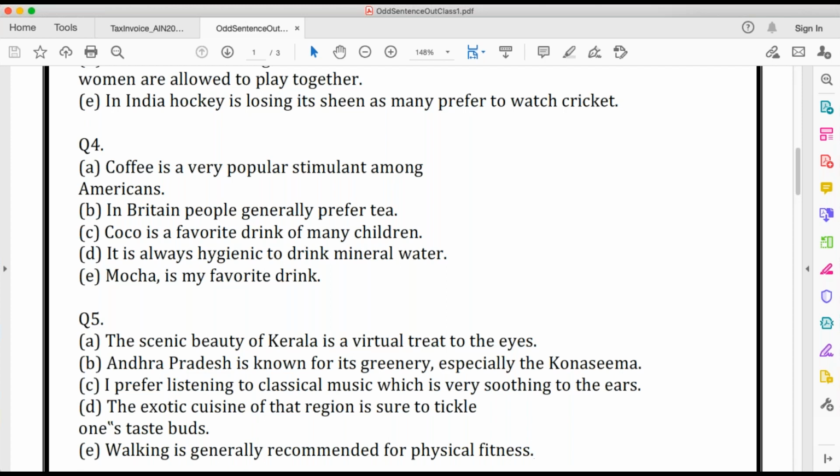Correct answer is option number E. E is the odd sentence out, and A, B, C, and D are all talking about the natural good things out there. One is talking about the scenic beauty. One is talking about the greenery. One is talking about the classical music. The other is talking about the exotic cuisine of that region, right? These are talking about the natural things. One is talking about the man-made physical fitness.